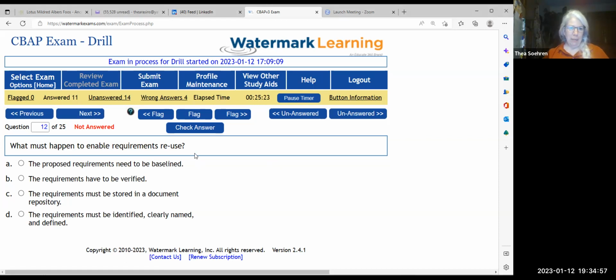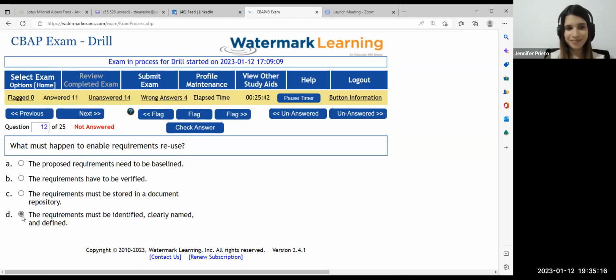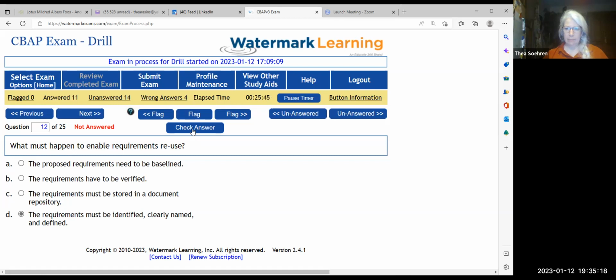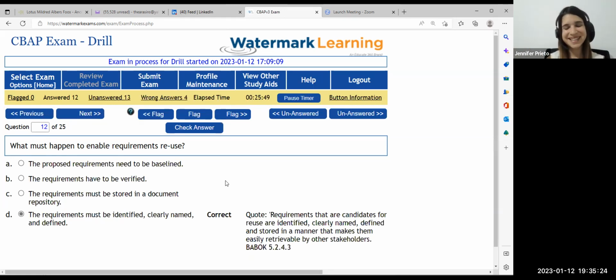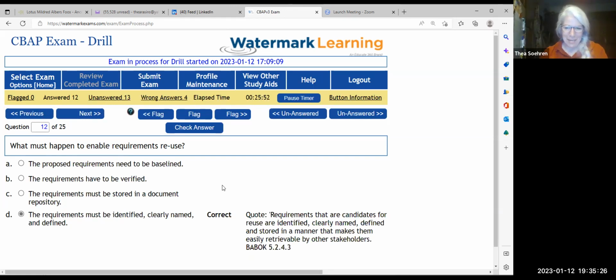Which must happen to enable requirements reuse? Is it the proposed requirements need to be baselined, the requirements have to be verified, the requirements must be stored in a document repository, or the requirements must be identified, clearly named and defined? D. Why do we like D? Because that's what the BABOK says. I remember that. So the quote is, requirements that are candidates for reuse are identified, clearly named, defined, and stored in a manner that makes them easily retrievable by other stakeholders.